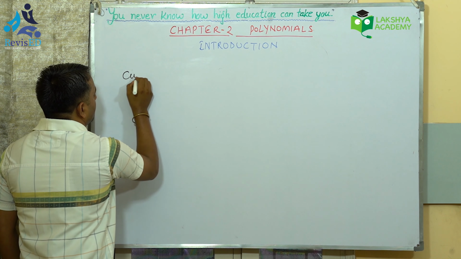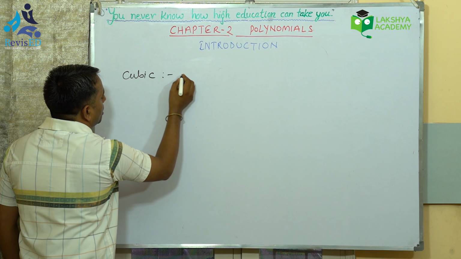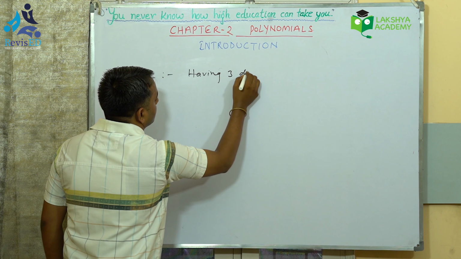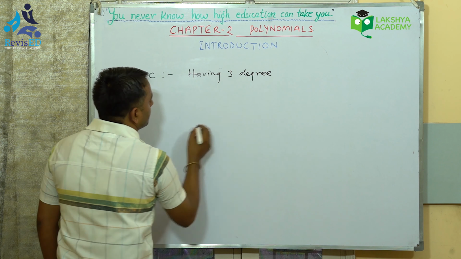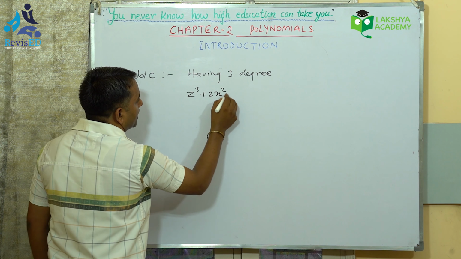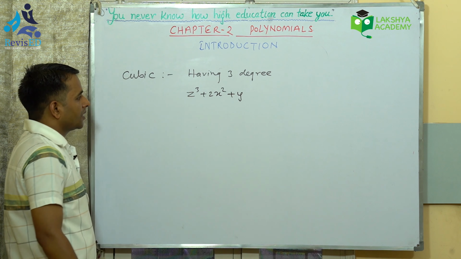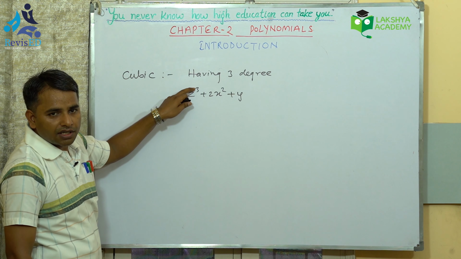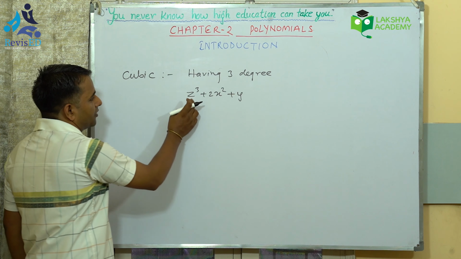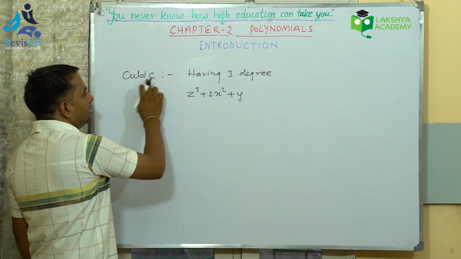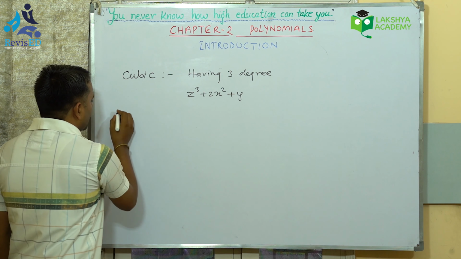Now coming to the cubic. Cubic means having 3 degree. If I write like z cube plus 2x square plus y. So here the power of that variable is 3, or degree of the variable is 3. Therefore it is a 3 degree. So polynomial having 3 degree is a cubic.